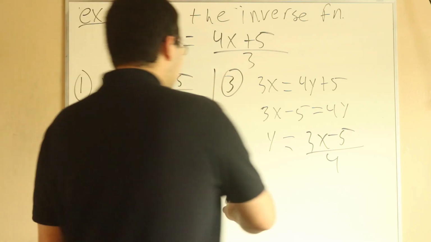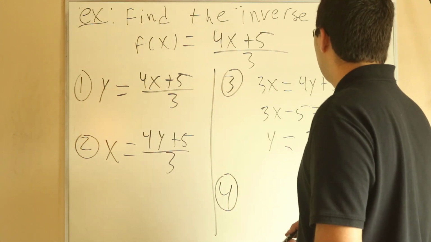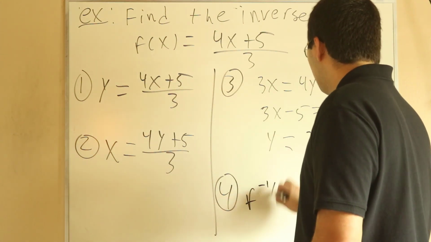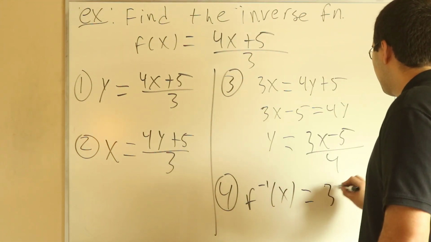Moving into step 4. Step 4 tells us we want to replace this with the proper notation. In other words, write the inverse notation for a function.